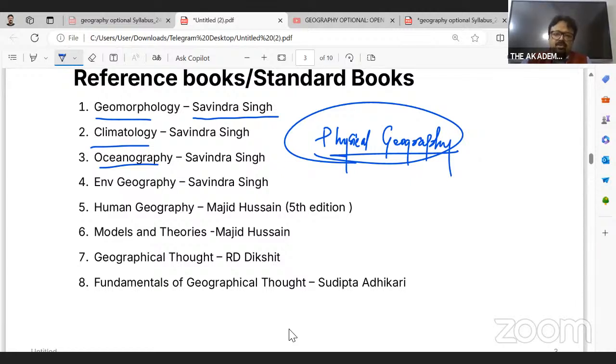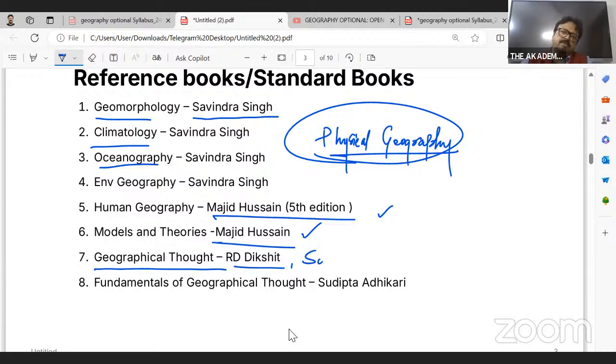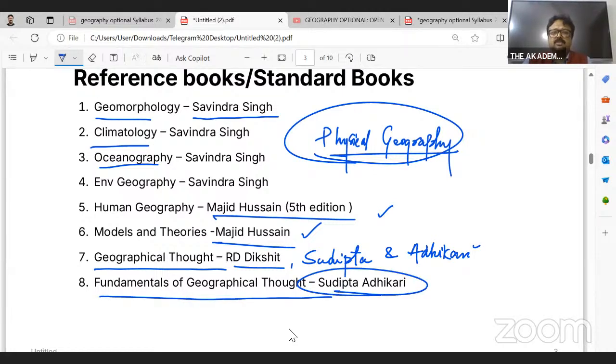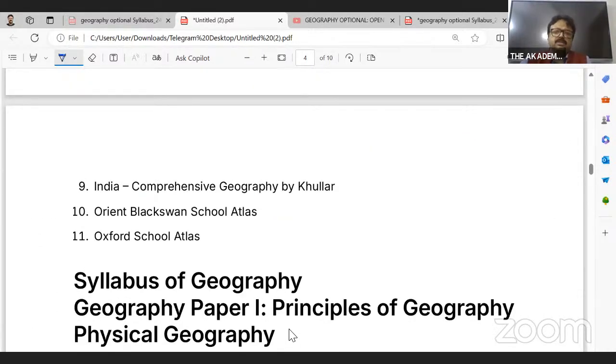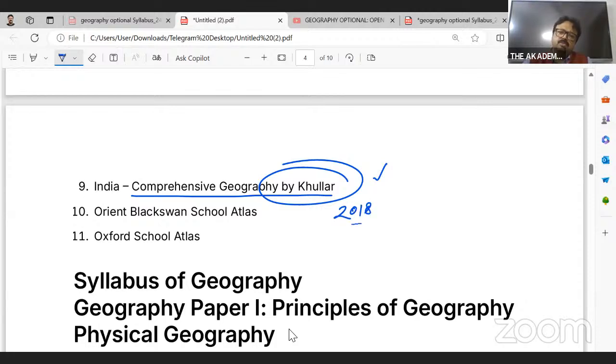Environmental geography, then human geography के लिए you can go for Majid Hussain, model in theory again Majid Hussain sir. Geographical thought R.D. Dixit, and you can also have Sudipta and Adhikari, and fundamental of geographical thought. Yes, it is mentioned over here. Sudipta and Adhikari. You can take this, and then we have comprehensive geography of India by Khullar. You can take Khullar's geography, and there are many books, but the recent edition of Khullar, recent edition is 2018 edition, so you can take this.